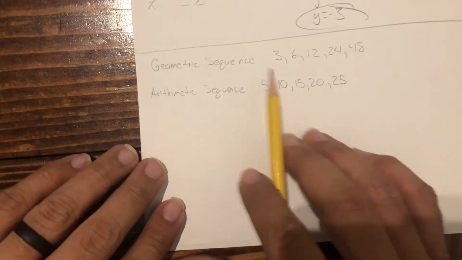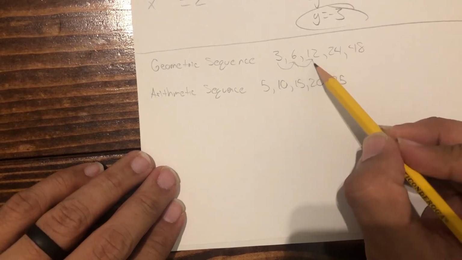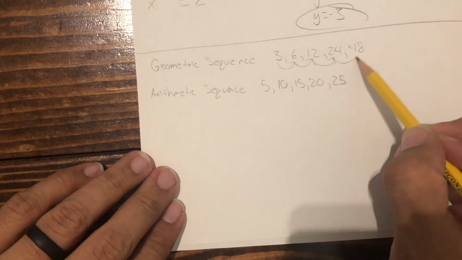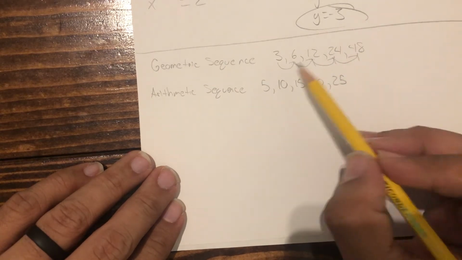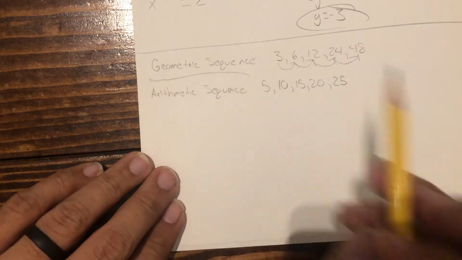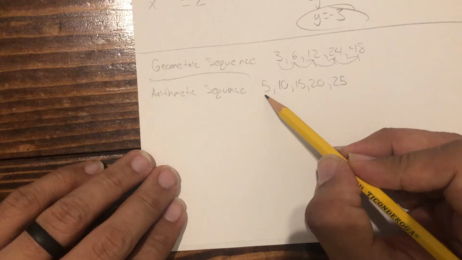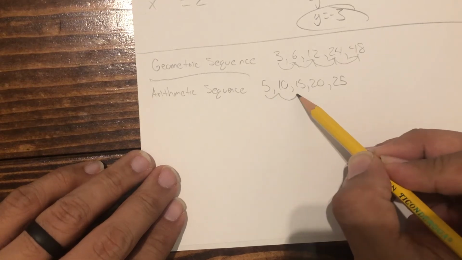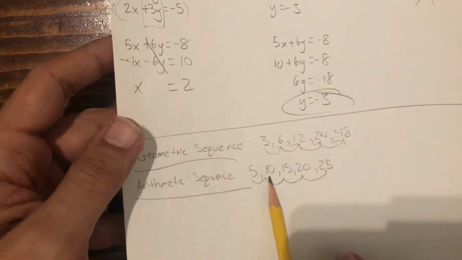Okay, so this is a geometric sequence. Look how it's going up. It's going times 2, times 2, times 2, times 2. So it's repeating a multiplication over and over again, which makes it a geometric sequence. Arithmetic sequence is when you add the same thing over and over again. Plus 5, plus 5, plus 5, plus 5. That's an arithmetic sequence. So one is exponential and one is linear.